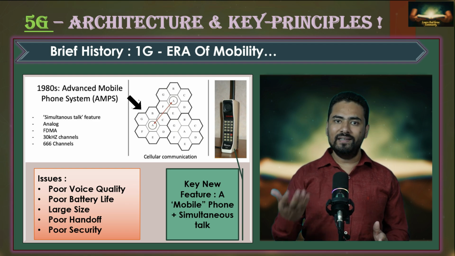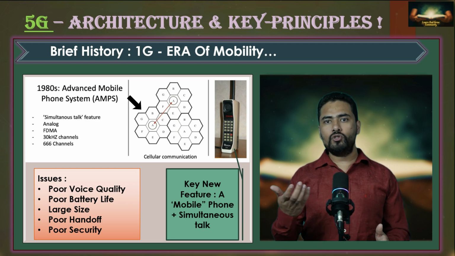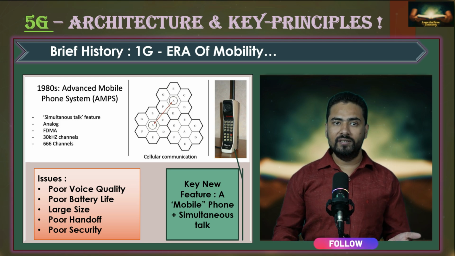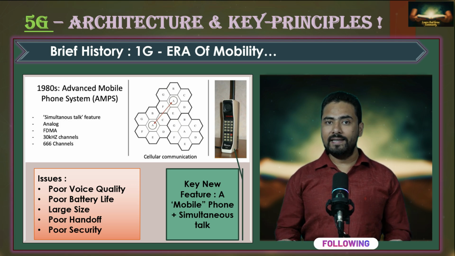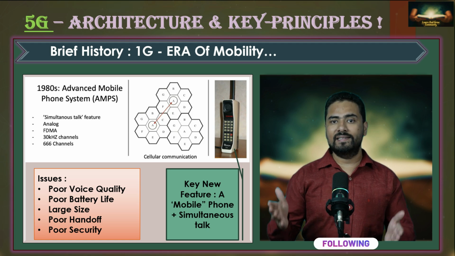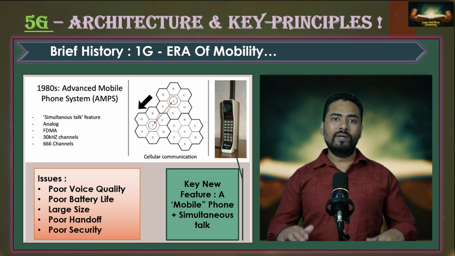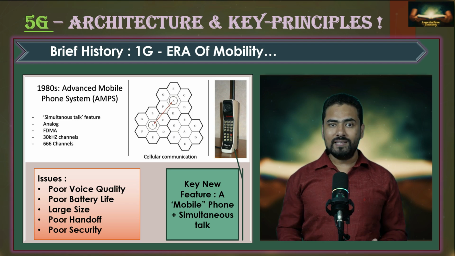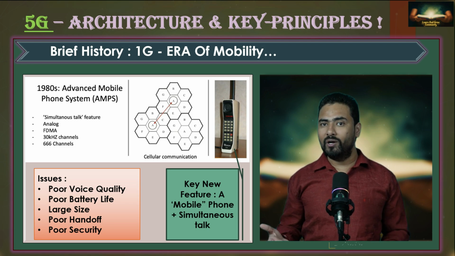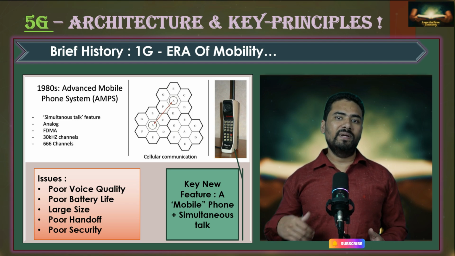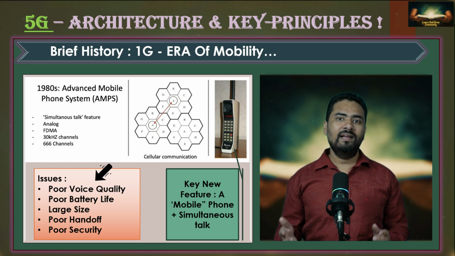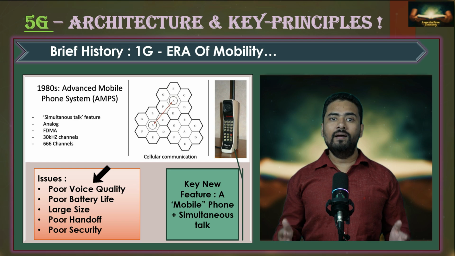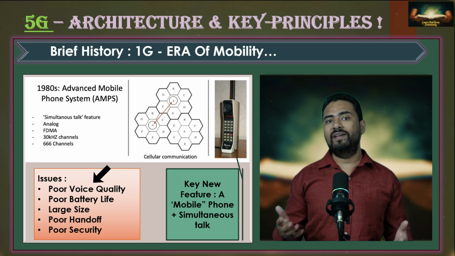Also, those 666 available channels were distributed between 7 cells, with each cell having its own set of channels. These 7 cells collectively use 666 channels, and then the frequency gets reused for an additional set of 7 cells. This concept was the origin of cellular communication. However, AMPS technology has many challenges like poor voice quality, shortened battery life, bulky devices, unreliable handoffs, and weak security, etc.